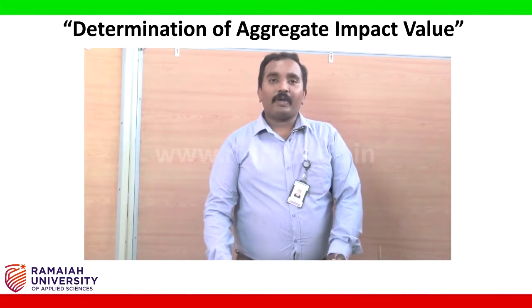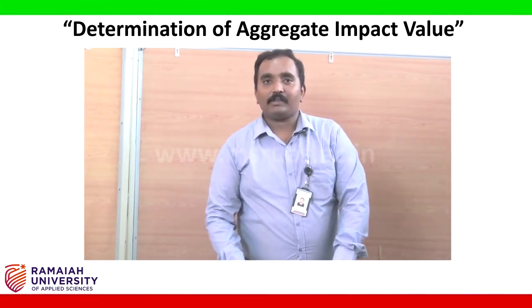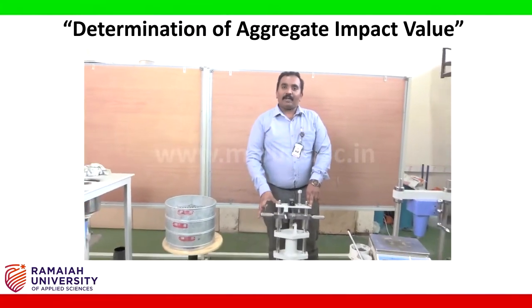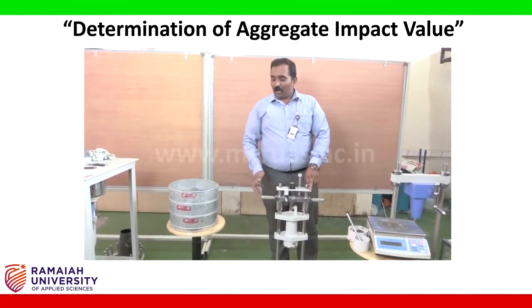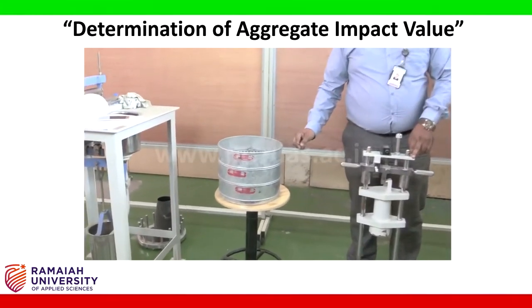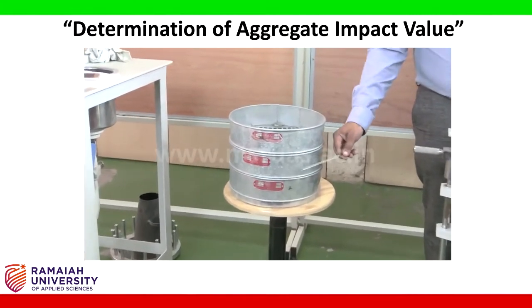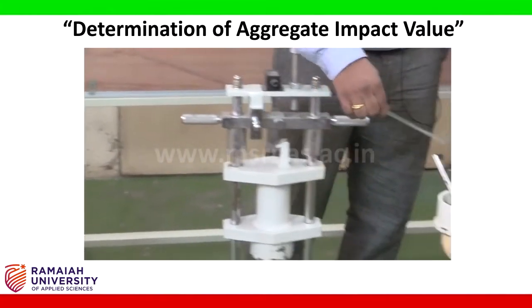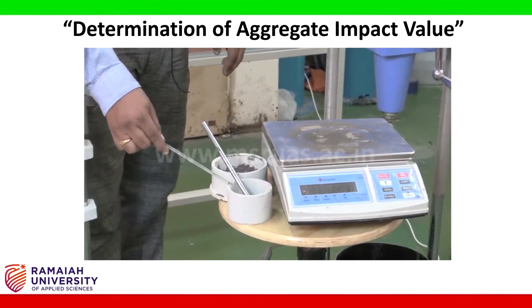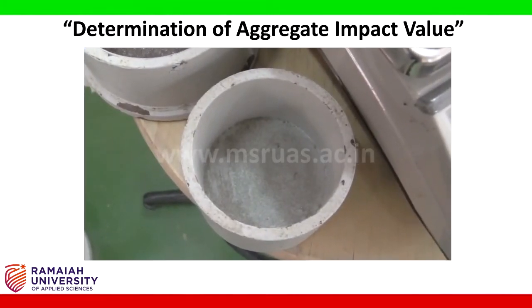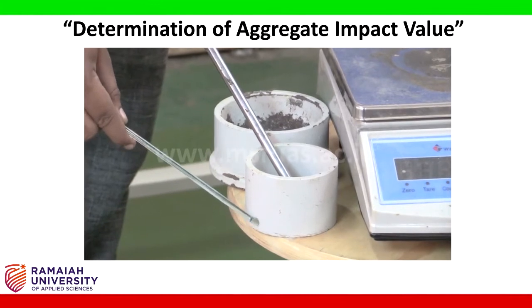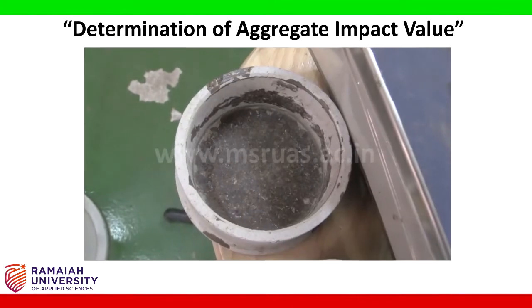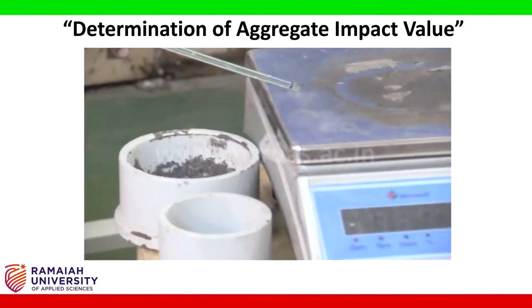Hi students, we are going on to do the next experiment, called aggregate impact value. First I'll explain the apparatus required for this experiment. I want 3 standard IS sieves of size 12.5 mm, 10 mm and 2.36 mm. Next, I want 1 measuring cylinder of 7.5 cm diameter and 5 cm height, a tamping rod and a testing cylinder. Along with that, we want a weighing balance.